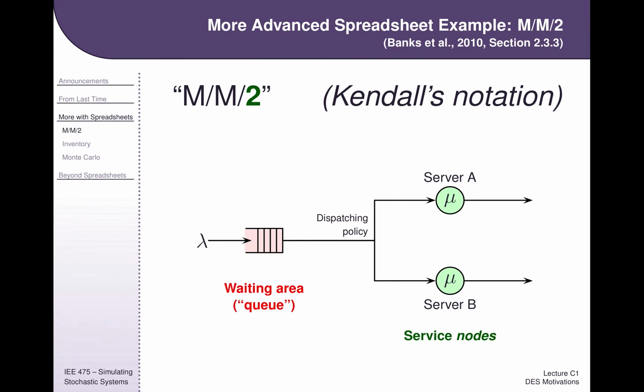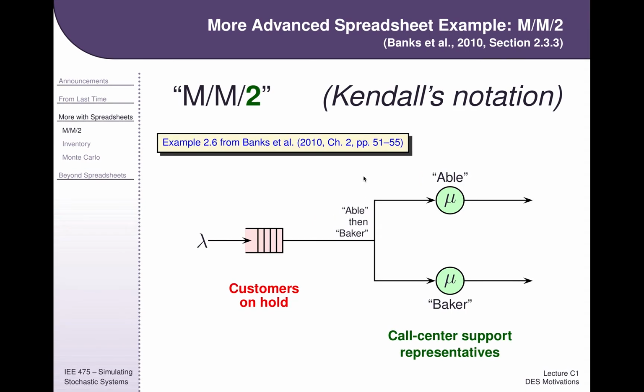So in MM2, the arrival processes are exactly the same as in an MM1, and the service processes per server are the same as in an MM1, but we now have two servers. And so there's some dispatching policy where a customer arrives and then is either dispatched to server 1, who we can call Able, or server 2, who we can call Baker.